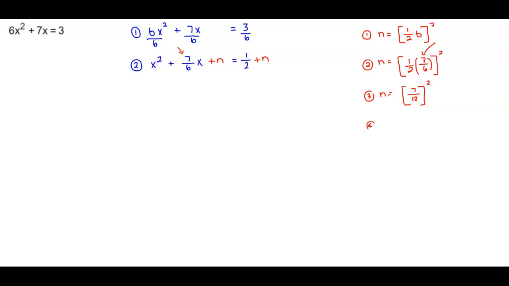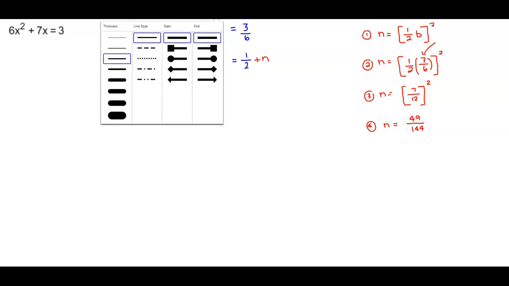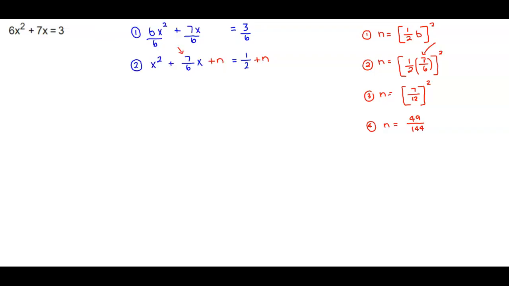When we square that result, we should get the following. 7 squared is 7 times 7, which is 49, and 12 times 12 gives us 144. So now we know what n is going to represent. For step number 3, we have x squared plus 7/6 x plus the value of n, which is 49 over 144, and that's equal to 1/2 plus 49 over 144.